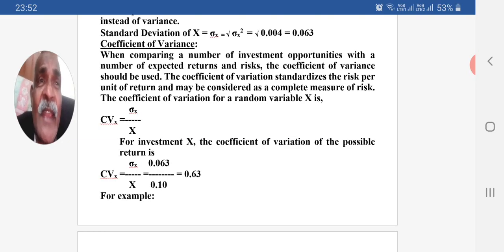So for investment x, the coefficient of variation is equal to, as we have already calculated, standard deviation 0.063 divided by expected return, we have already calculated, that is 10%, 0.10. So coefficient of variation is equal to how much? 0.63.